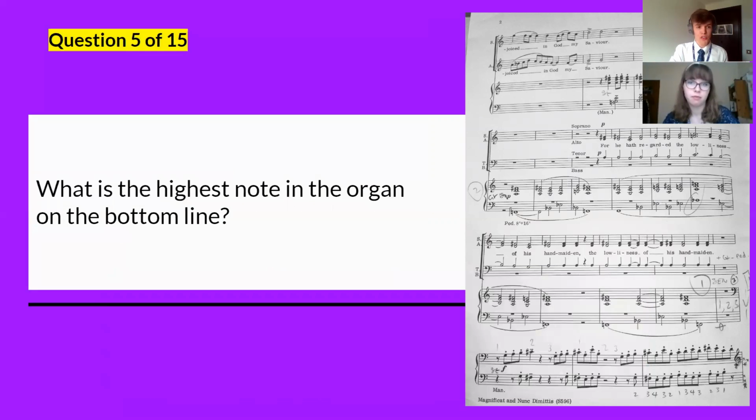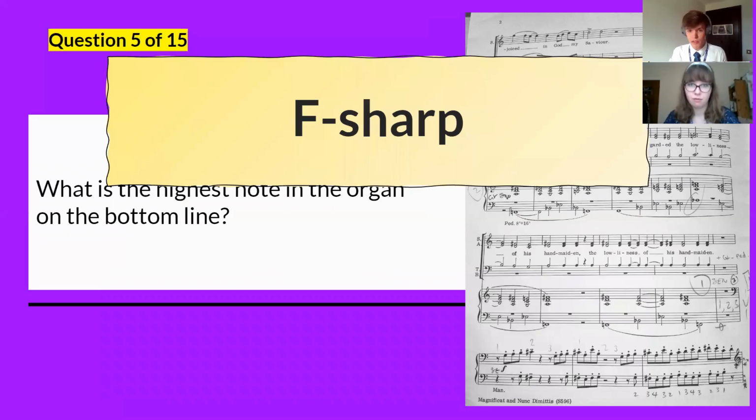Question number 5, what's the highest note in the organ part on the bottom system here? So you've got to watch out for your clefs and things, but it's an F sharp, which is on the right hand stave, and it's in the bass clef, and it's got some ledger lines. So you need to look quite closely for that one. But well done if you got that one.